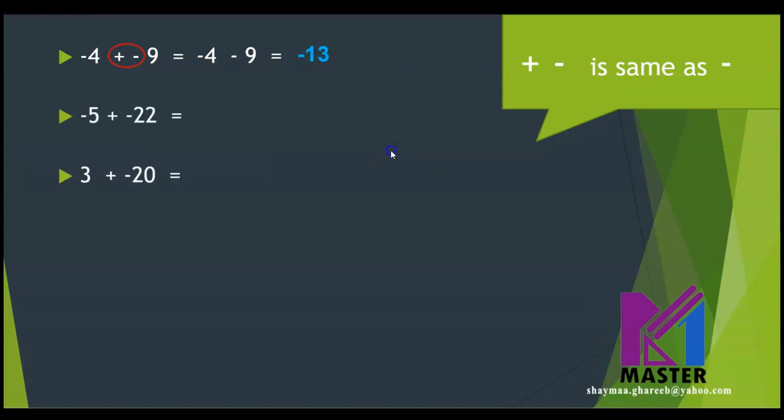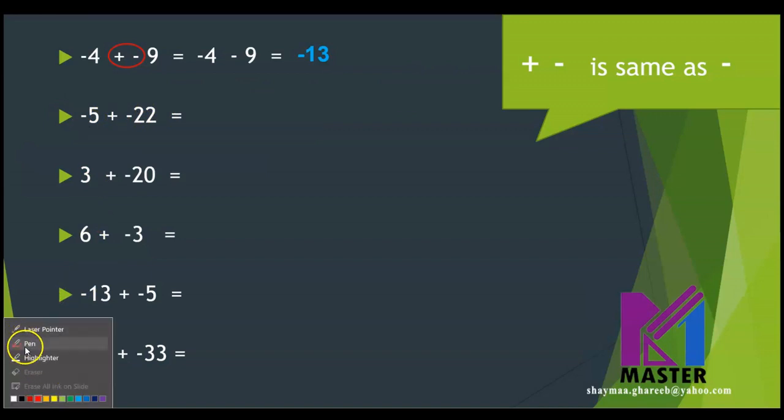In the following examples, we are going to follow the same rule exactly. Every time we are going to change the plus sign with the negative sign into a subtraction sign. So in this sentence, negative 5 plus negative 22 will be changed into minus. So I have negative 5 minus 22. Negative 5 minus 22 gives negative 27.